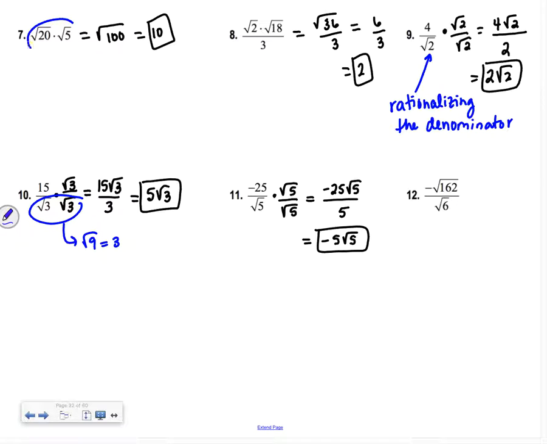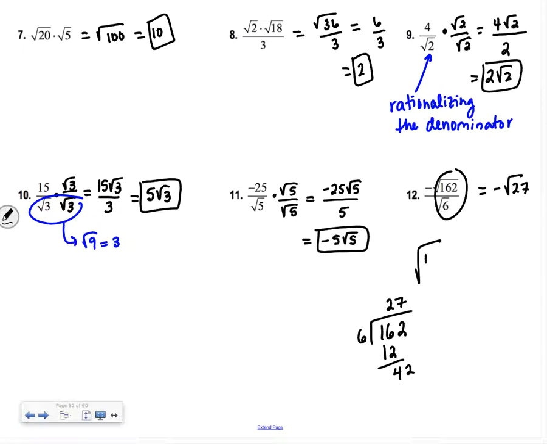So just like we did up in number 7, where we combined, if I have a square root times a square root, it's just going to be the square root of that number multiplied. Like 20 times 5 was 100. Let's do that here. So let's see if 162, if I can divide by 6. You can divide by 2 and then divide by 3. Do one thing at a time, or you can do it all together. So it goes in 2 times. I'm left with 42. So 6 times 7 is what makes 42. So this ends up being negative square root of 27 because we just brought that 162 over 6 and we simplified that.